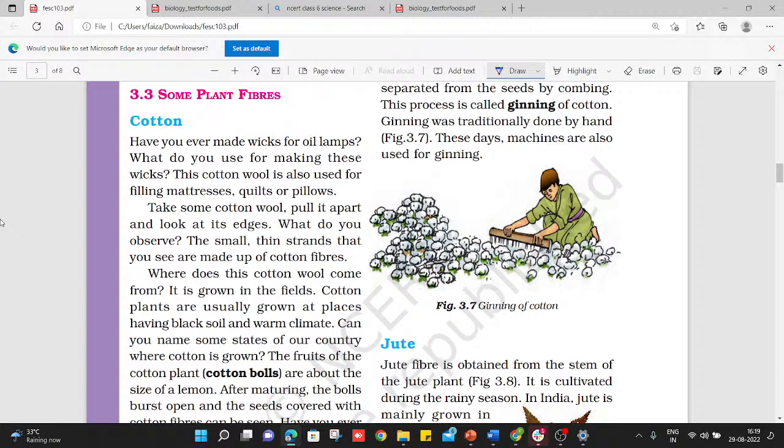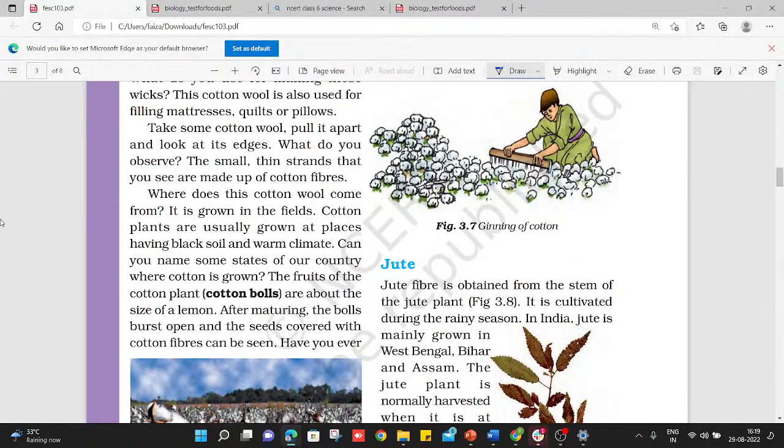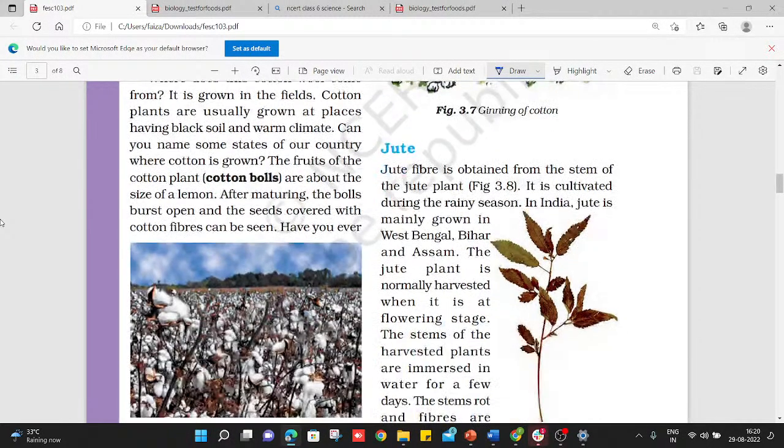Where does this cotton wool come from? It is grown in the fields. Cotton plants are usually grown in places having black soil and warm climate. Okay, can you name some states of our country India where cotton is grown? The fruits of the cotton plant are about the size of a lemon. After maturing, the balls burst open and seeds covered.